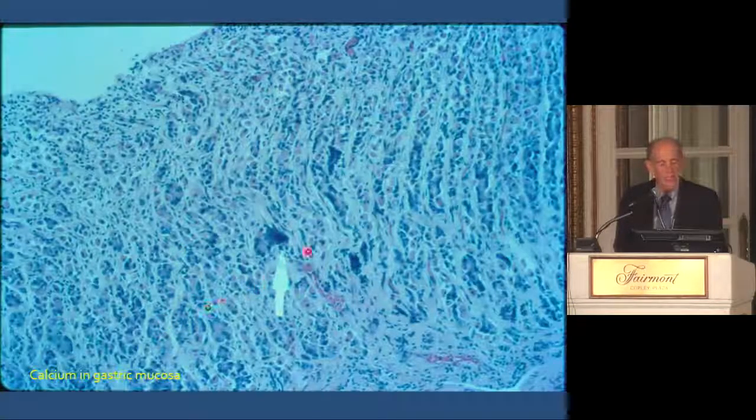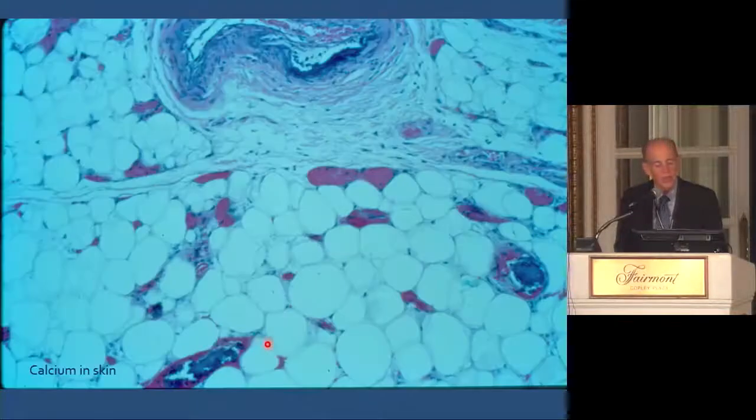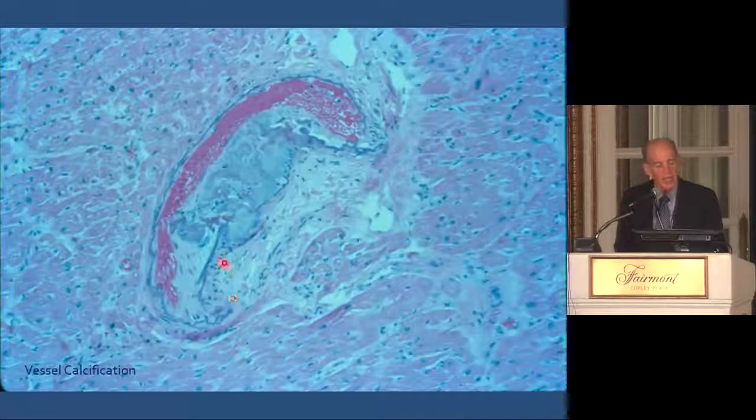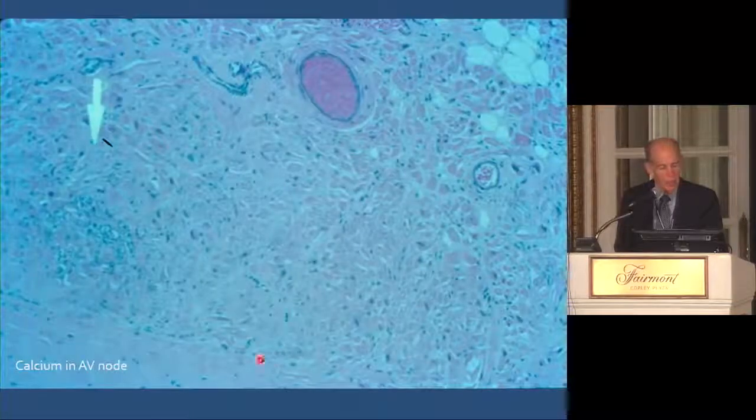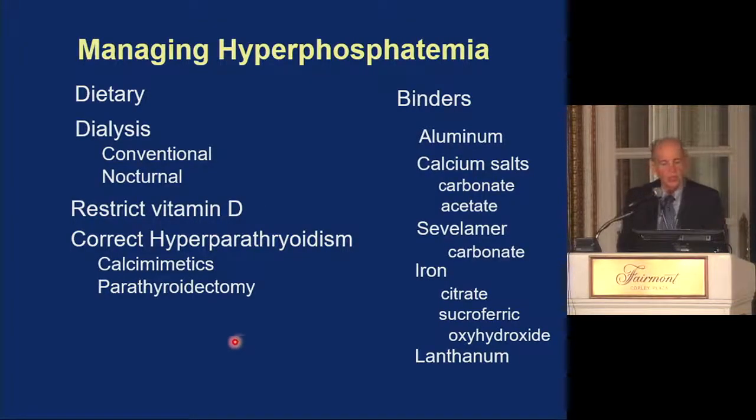You see calcium in the gastric mucosa in this patient. As you're secreting HCl into the lumen, you get bicarbonate into the tissue, right? And that bicarbonate raises the pH, which promotes calcium phosphate precipitation. There's calcium in the fundus, in the skin, in the vessels, bad vascular calcification. In the AV node. So how do we manage hyperphosphatemia?